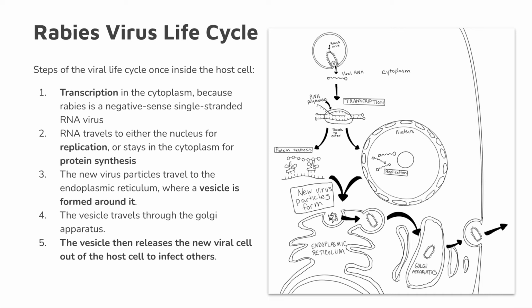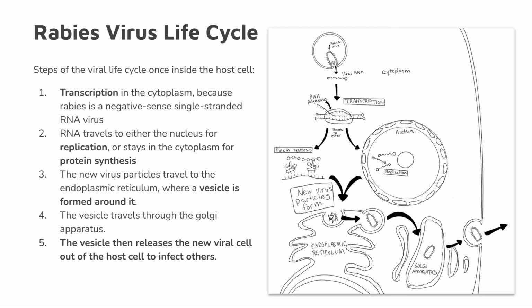And then in the second step, the transcribed RNA has to pick and choose whether or not it goes to the nucleus for replication, or if it travels off into the cytoplasm and carries on with protein synthesis. Once this has all happened, all of these new virus particles travel down, and they gather in the endoplasmic reticulum, and a vesicle is formed, and it travels around in the endoplasmic reticulum, and then it's going to continue on to travel through the Golgi apparatus, and in there it's going to fuse.